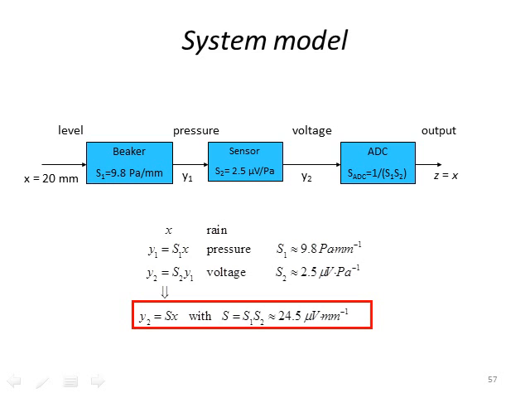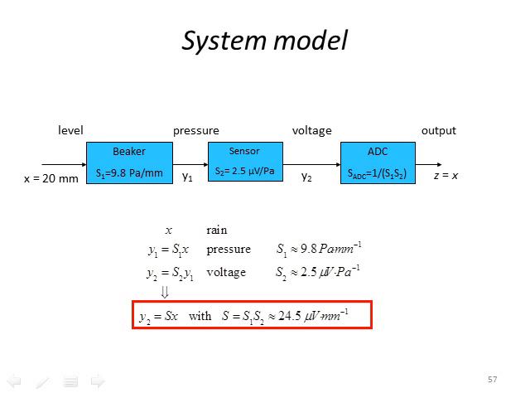The system model, we have 3 blocks. The input is the level in the beaker, which is 20 millimeters. Y1 is the pressure that the beaker provides. Y2 is the voltage that comes from the sensor. And then our output comes from the analog to digital converter.